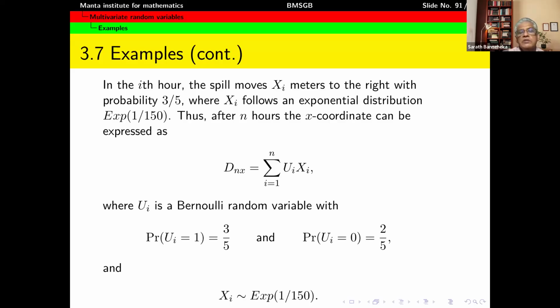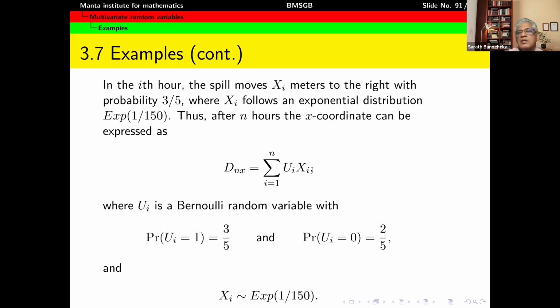So after n hours, the x coordinate will be the sum for i from 1 to n of ui xi. This is a new method of writing that down, and we denote it by D_n^x, the distance in the x direction after n hours, right? You can use whatever notation you like, but here I'm using D_n^x, because it depends on n and it's in the x direction. It's a distance, therefore I denote it by D. And we can write that as the sum of ui times xi, where this ui will be either 1 or 0. ui will be equal to 1 with probability 3 over 5. ui will be equal to 0 with probability 2 over 5.